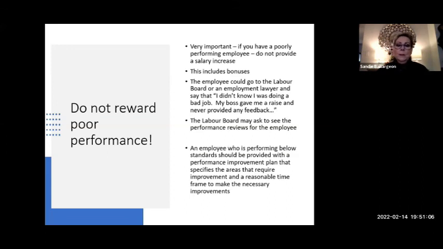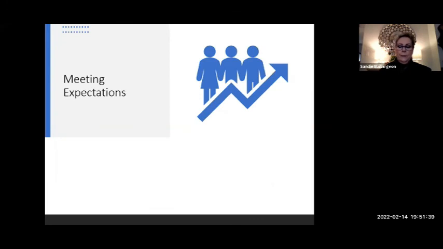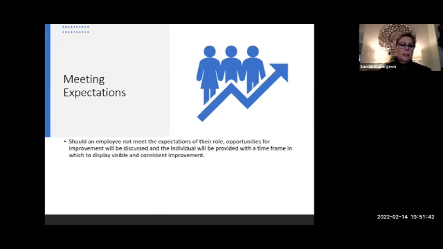An employee who is performing below standards should be provided with a performance improvement plan that specifies the areas, and be very specific about the areas that require improvement, and then give a reasonable time frame to make the necessary adjustments. And I always tell office managers, during that time frame, please follow up with the employee. If it's a 60-day time frame, don't just let the 60 days pass and then say, oh, by the way, you're still not doing it right. Follow up with the employee, offer them the help and support and training that they need, and help them to meet your expectations.